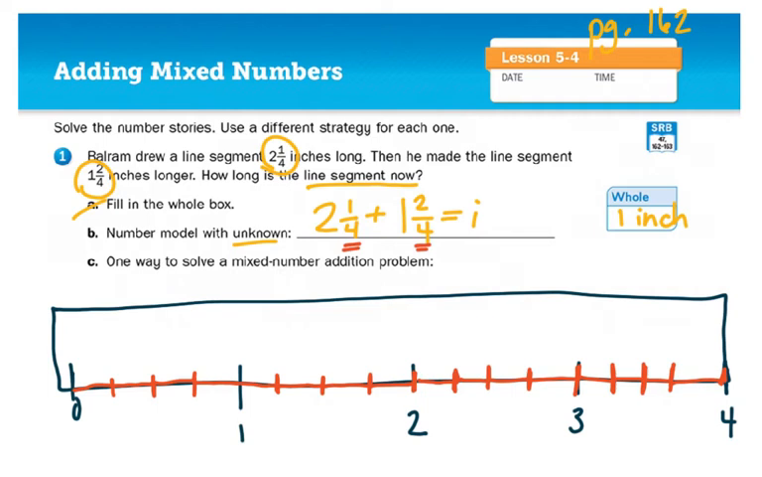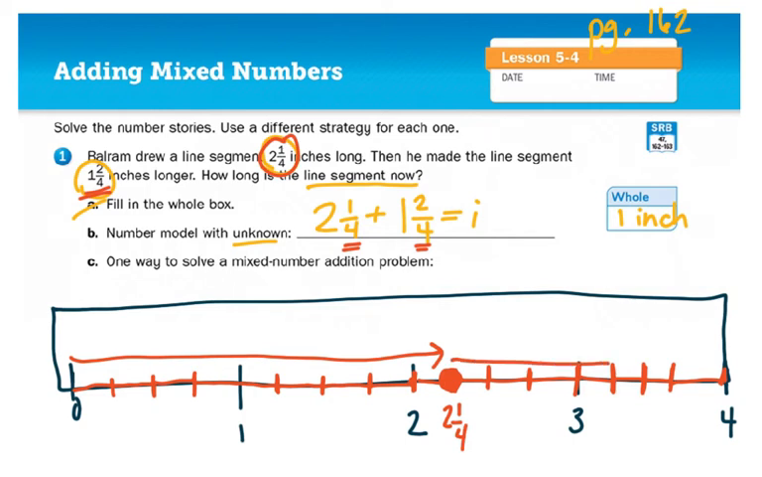So let's go ahead and put down where 2 1/4 would be. Here's 2 1/4. Let's put that right there. And so this is how far he drew it so far. Then we're going to add on another 1 2/4. So if I add on 1 more, we're at 2 1/4 now. 1 whole inch on that would be 3 1/4. And then another 1/2 inch or 2/4. Another 1/4 and 2/4, I would end up right here.